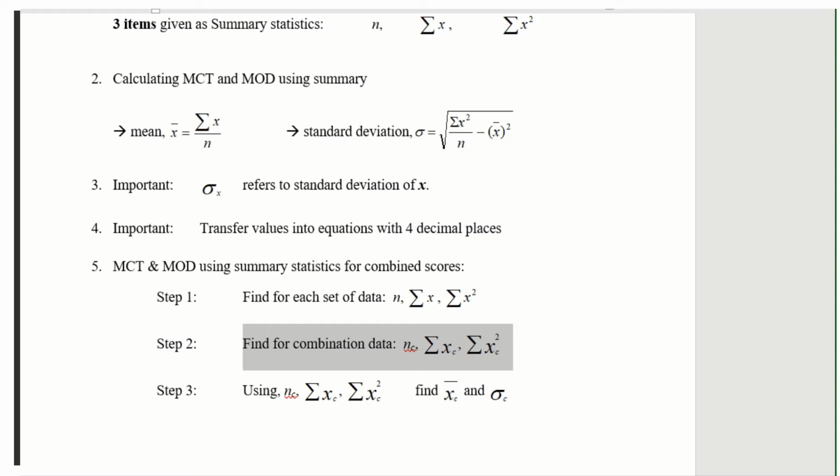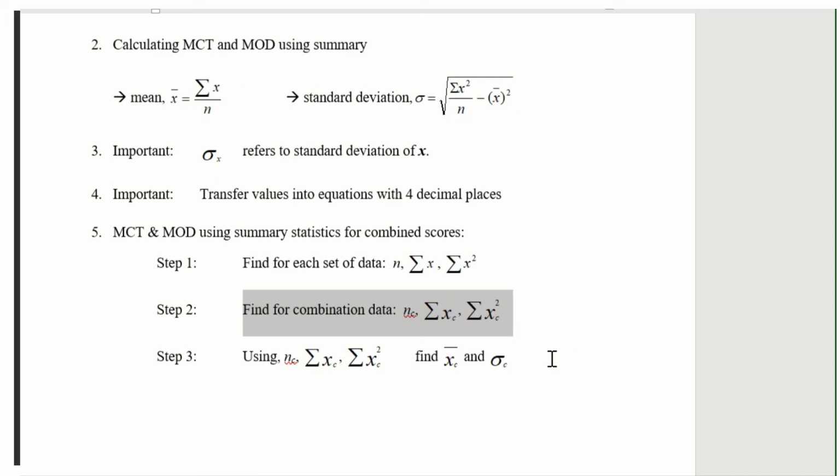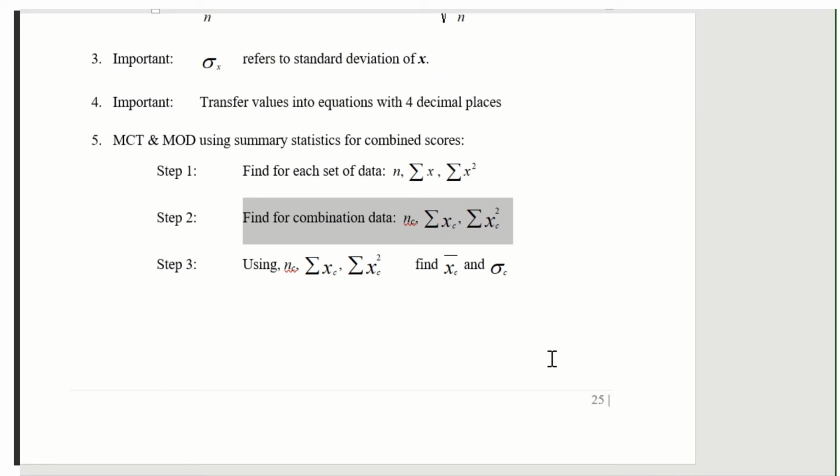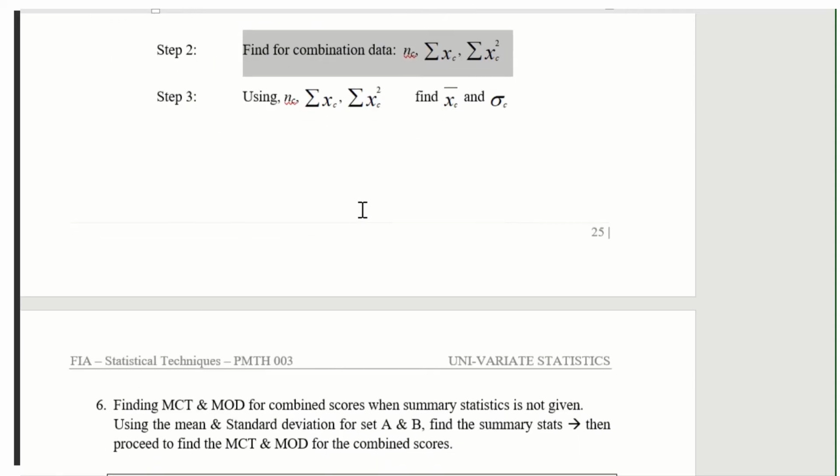The combined number. Sigma X with the C, it is the total sigma X. That means I get the sigma X for the first data set, I get the sigma X for the second data set, I add it up. That's why you see a C there, sigma X C, sigma X combined. Same goes to the sigma X squared. Then only we will find the mean and standard deviation. So when you want to combine scores, your first step, you need to find this. Once you find this, you combine both the sets, then only we can do it. I will teach you an easy method to do it. I just want you to follow that.